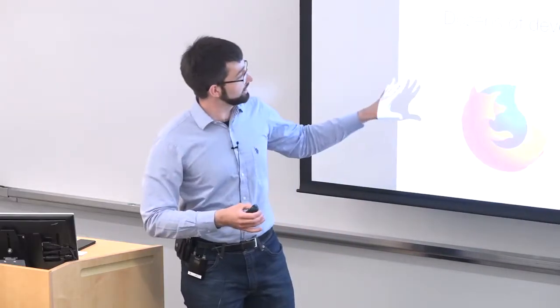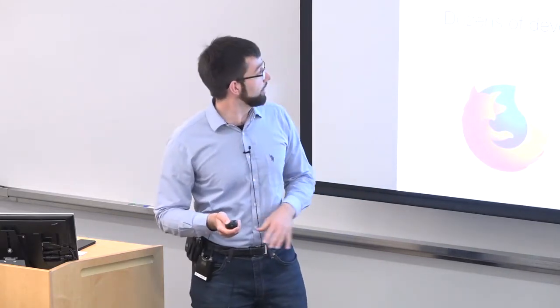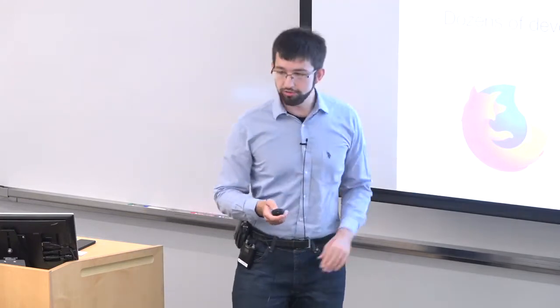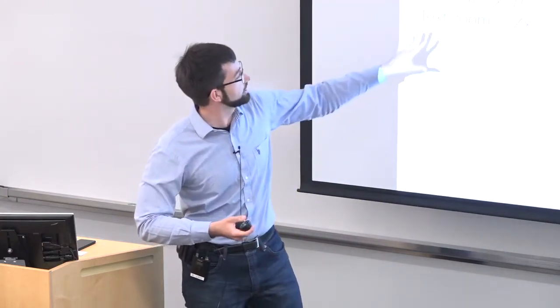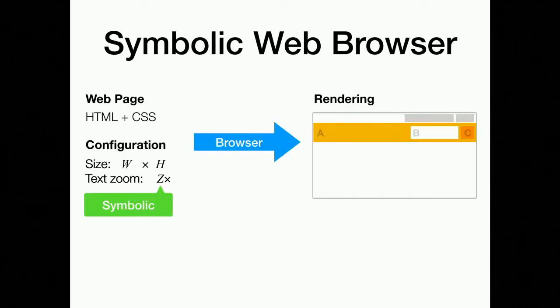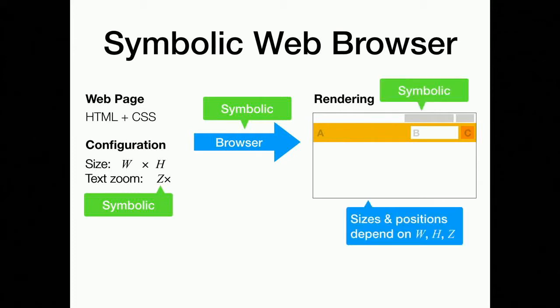And not only do we need a web browser, but we need a special kind of web browser. You see, web browsers work on known sizes and text zoom levels and so on. But in our case, we don't know the browser size and the text zoom level. We're looking for one. So we have a symbolic user configuration. And we need some kind of, I guess, symbolic web browser, which presumably produces a symbolic rendering, a rendering where the size and position of the elements on the page are dependent on these unknown configuration parameters.